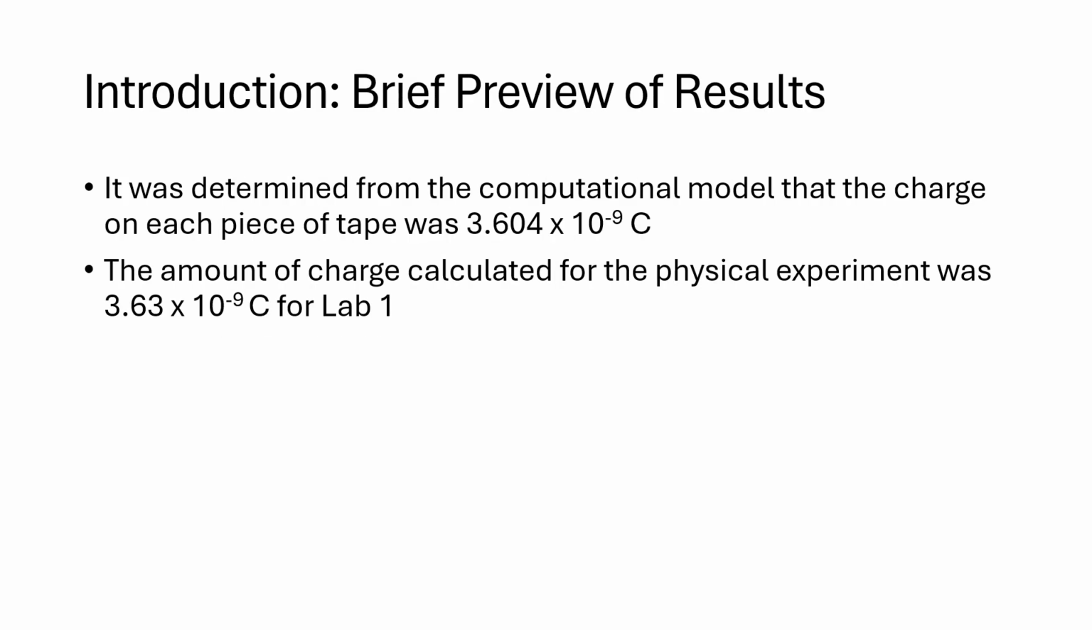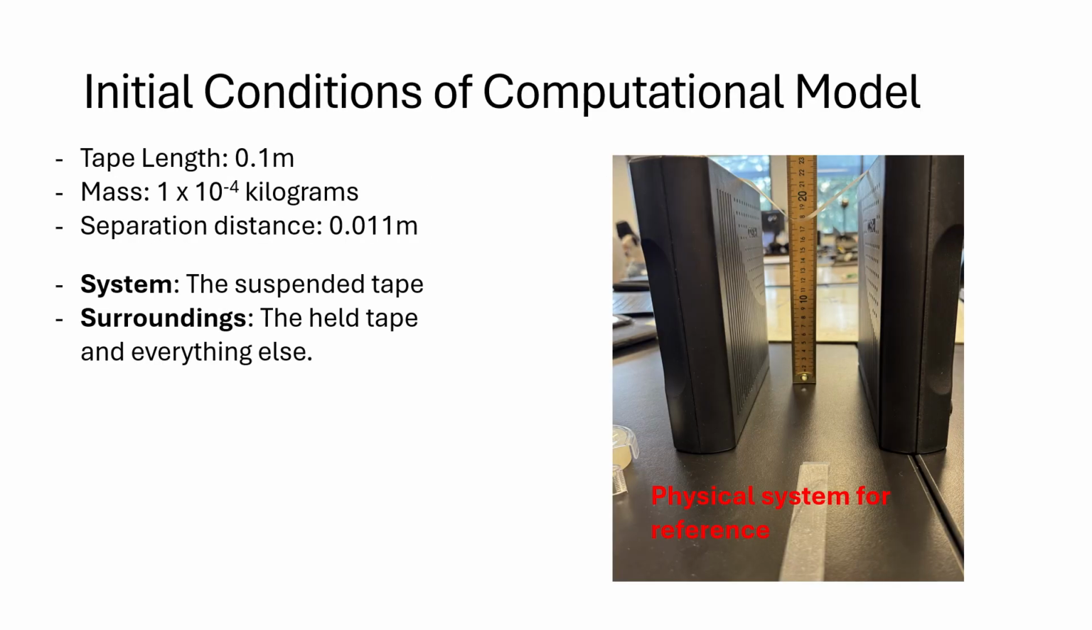For a brief preview of the results, it was determined by the computational line charge model that the charge on each piece of tape was 3.604 times 10 to the minus 9 coulombs. This is quite similar to the amount of charge calculated for the physical experiment in Lab 1, which was 3.63 times 10 to the minus 9 coulombs.